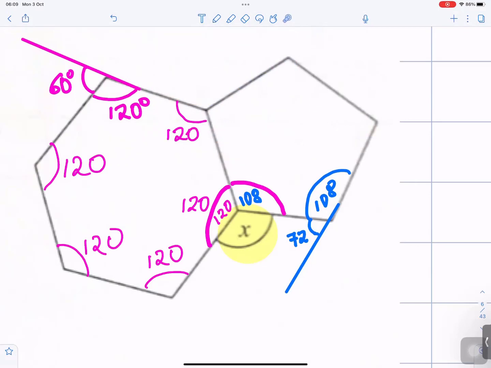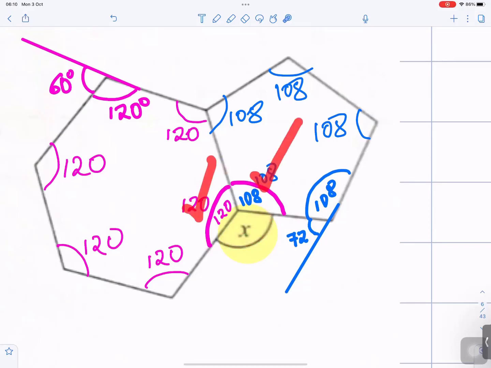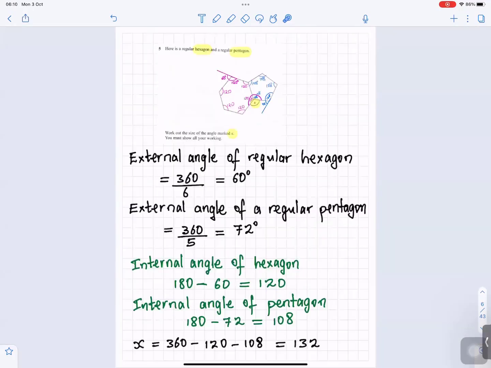And when we look at the pentagon, if the external angle is 72, the internal angle is 180 minus 72, which gives you 108. So the internal angle is 108, 108, 108, and this one is 108. Now, because this goes to 360, to get the yellow angle, X is 360 minus 120 minus 108. And when you do that, you will get X to be 132 degrees.